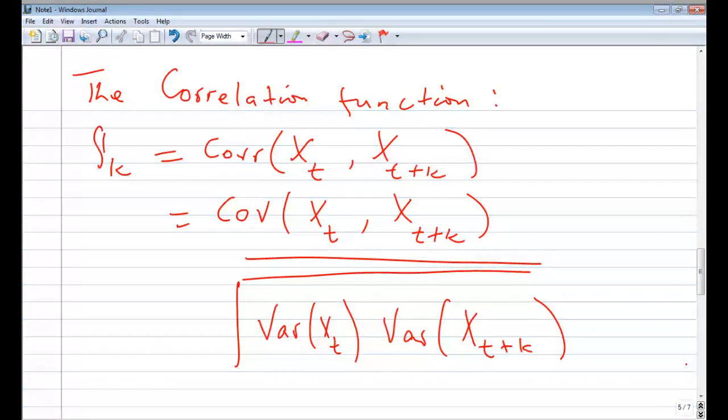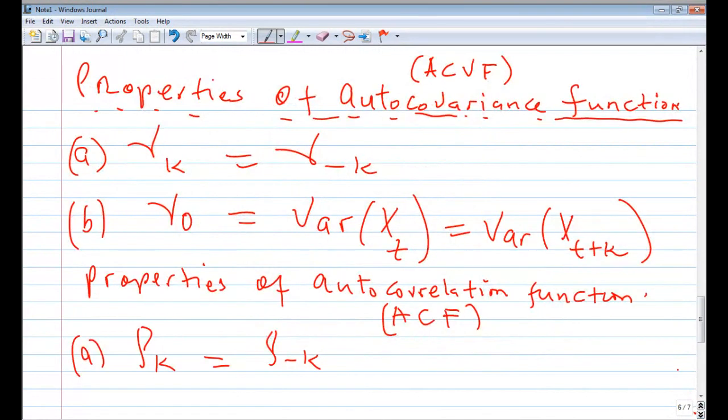So this is the formula for correlation functions under the stationary processes. From there we have the properties of autocovariance functions and the properties of autocorrelation functions. Under covariance functions we have two properties: A, gamma K, which is equal to gamma of minus K. B, gamma 0, which is equal to the var of xt, which is equal to the var of xt plus k. At a later stage, you will know that gamma 0 again is equal to sigma squared z, but you will know that when you come to that. So properties of autocorrelation function: number A is rho K equal to rho of minus K.